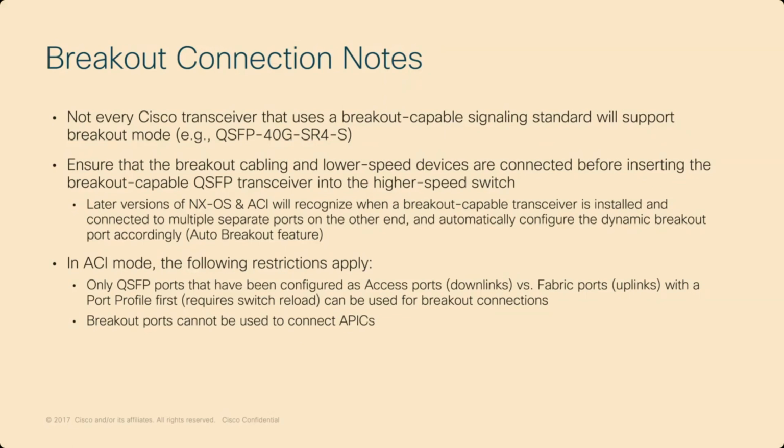So I actually need to apply a port profile in ACI in order to get some of the lower QSFP ports to operate as downstream ports or access ports and therefore support the breakout feature. If you do actually do that, you cannot use those ports to connect to the APICs. The APICs have to be plugged directly into a standard port, so a standard SFP port, for example.